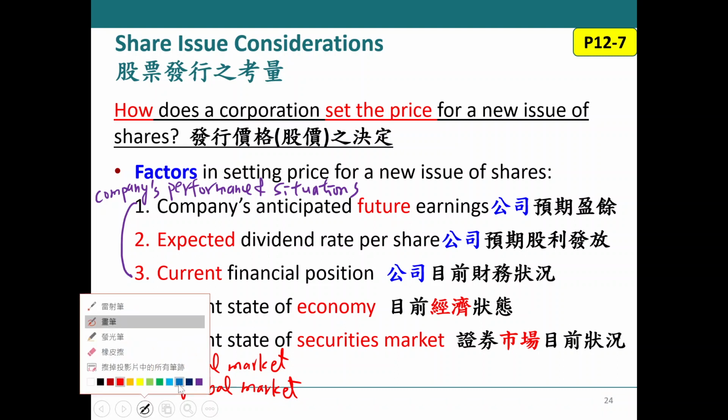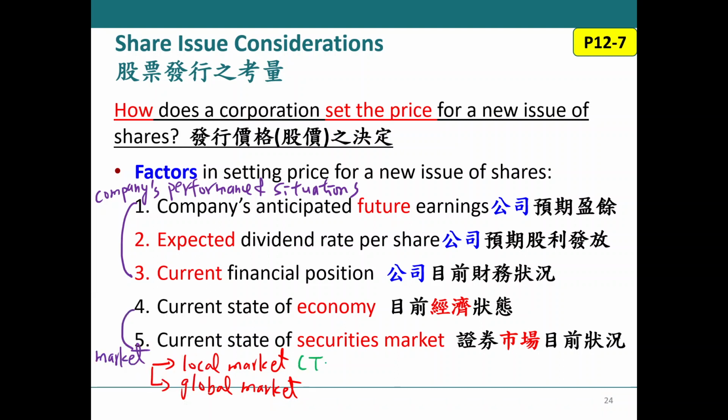Local market, like what? In Taiwan, maybe that's Taiwan. So that's a local market. Global market is other countries. Could be the US, Japan, Korea, the UK, or any other countries.